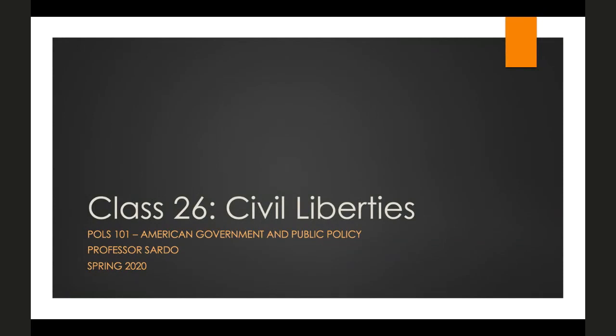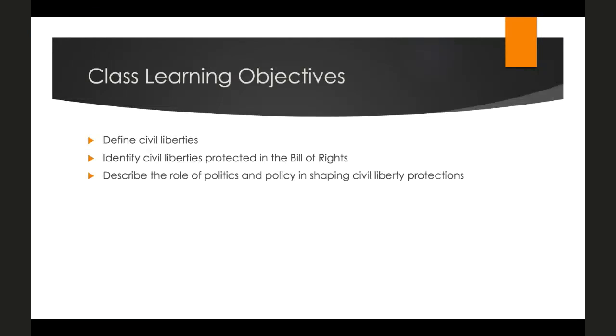Our goals for today are first just defining civil liberties, getting a sense of what we mean when we're talking about civil liberties. We're also going to be identifying the civil liberties protected in the Bill of Rights and describing the politics and policy of civil liberty protections, looking at these as political objects and political areas of contestation and conflict, as much as they are declarations of rights.